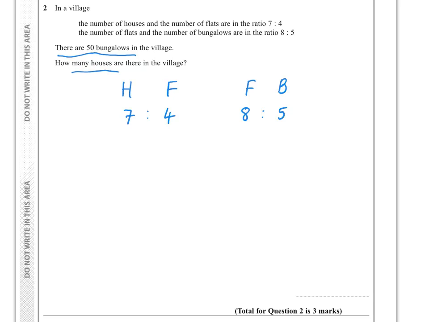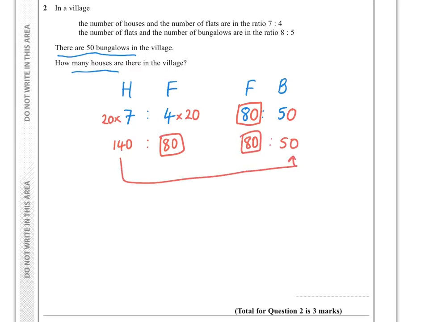Well, if we can get this number here to be 50, that means we'd have to times both sides of the ratio by 10 in this case. So that would give us 80 for flats. But we can make this number 80, can't we, by timesing this number by 20 and then doing the same to this side. So that would give 140 to 80 is the same as 80 to 50. And now that these two are the same, we can now link these two. So we know that the answer is going to be 140 houses.